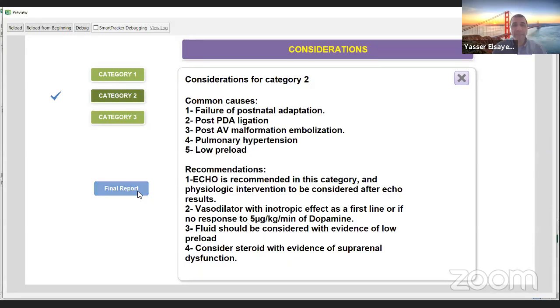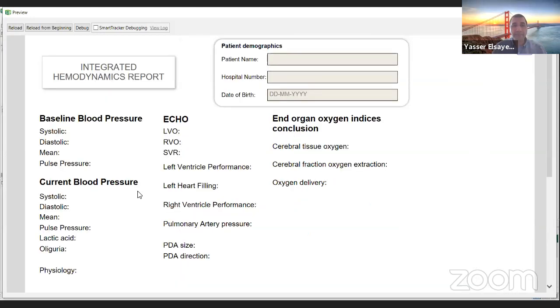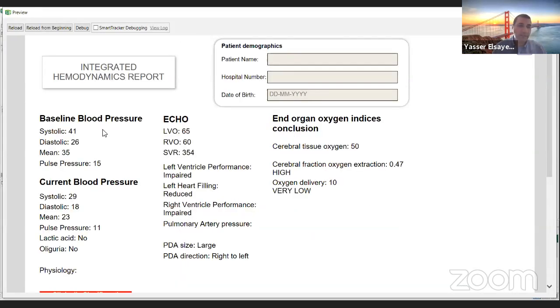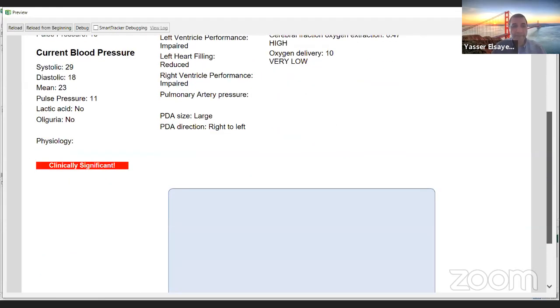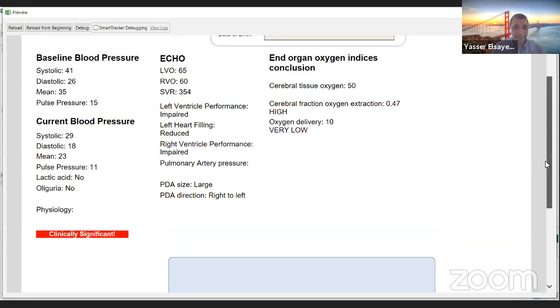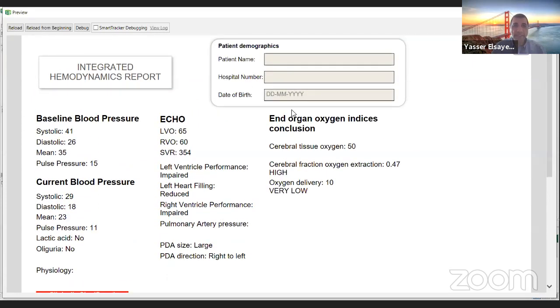If you end the report, the final report will include everything we entered, including the blood pressure, the cardiac parameters, everything here. And you need just to enter the patient details and print it or have it as PDF.